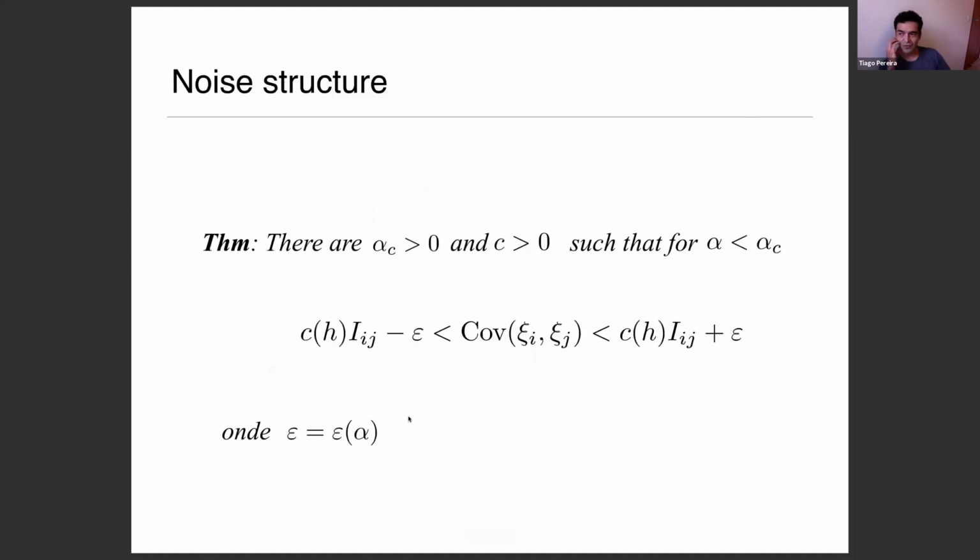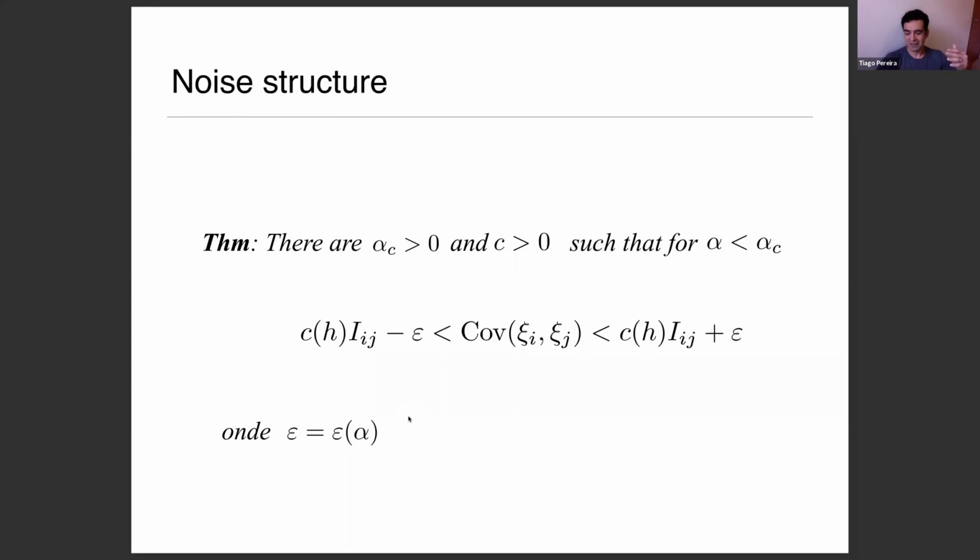And what you can prove, again, for x going to 2x, is the following. If the coupling is not too big, then there is a universal constant such that the covariance of the noise can be upper bounded and lower bounded by the matching index. Tiago, do you count immediate neighbors or long loops? Immediate neighbors, not long loops, just immediate neighbors.